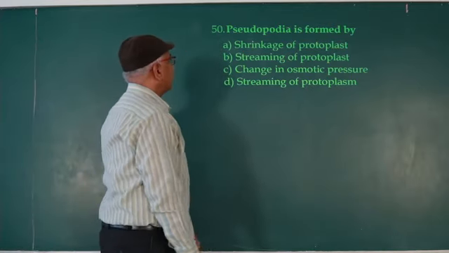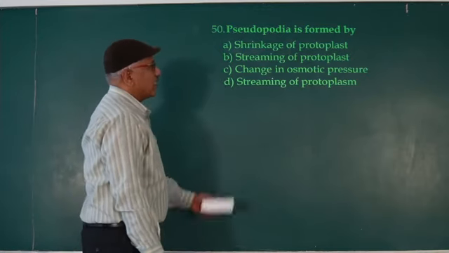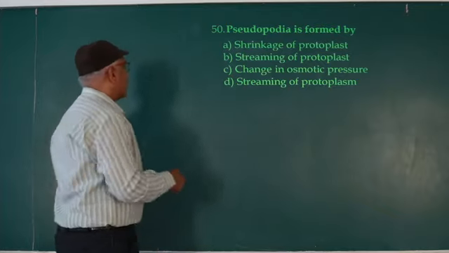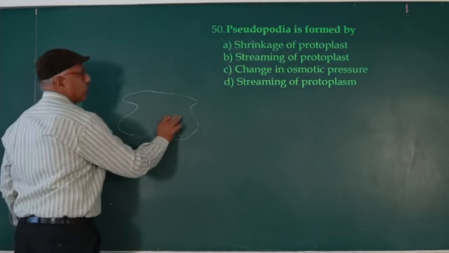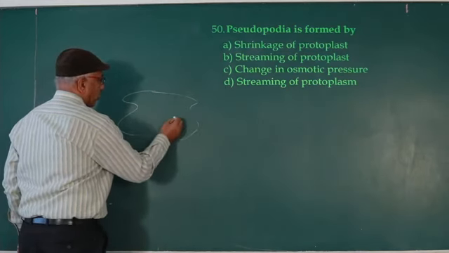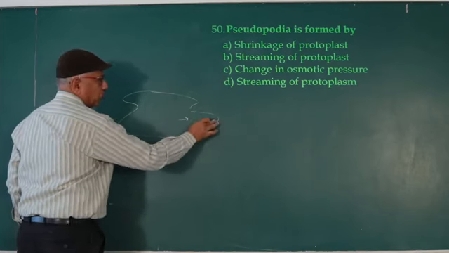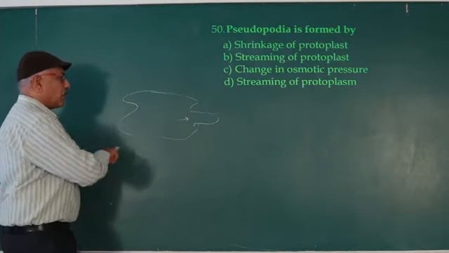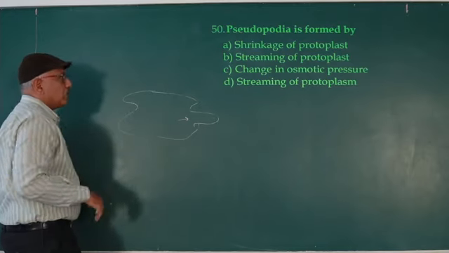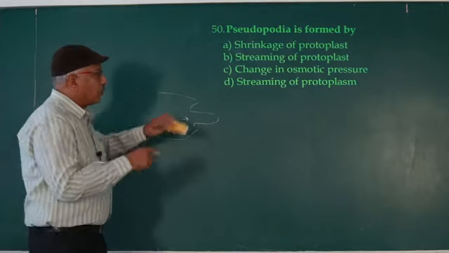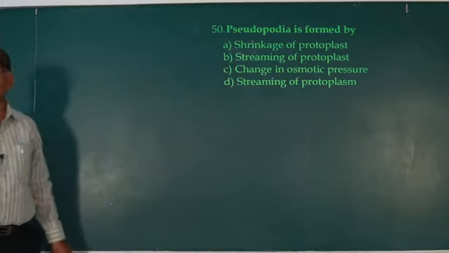Pseudopodia are formed by streaming of protoplasm, shrinkage, or change in osmotic pressure? Streaming movement. Due to streaming movement, pseudopodia are formed, for example in amoeba. The protoplasm moves in the forward direction and pushes the pellicle. As a result, pseudopodia are formed. Pseudopodia are formed from the advancing end. The existing pseudopodia disappear from the rear or posterior end. So pseudopodia are formed due to streaming movement of protoplasm.